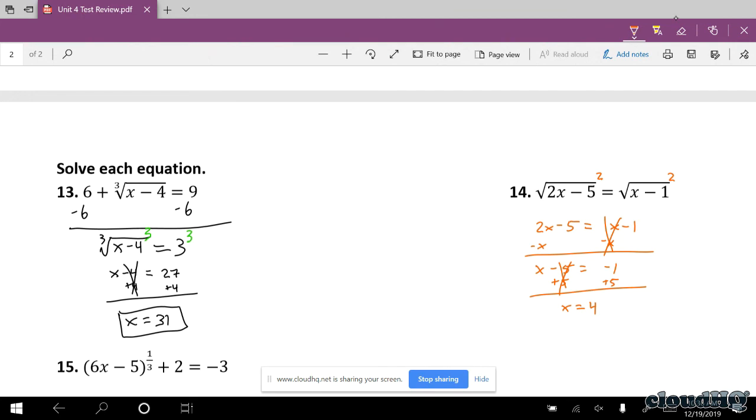If you plug in 4 to the first square root, 2 times 4 is 8, and 8 minus 5 is 3. So you'd have square root of 3 on the left side. On the right side, plug in 4, 4 minus 1 is 3. You'd have a square root of 3 there also. Square root of 3 equals square root of 3. Yes, it does. So it works out.